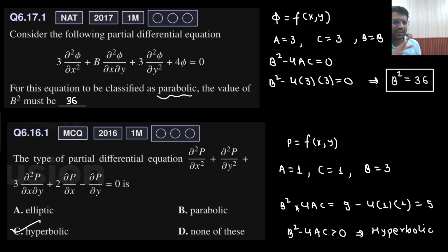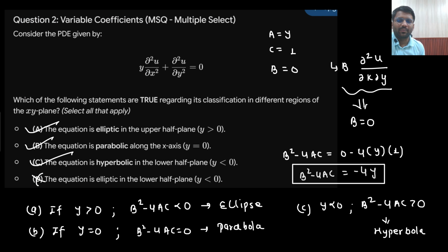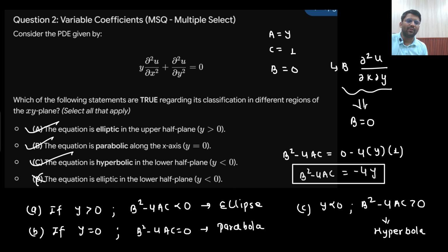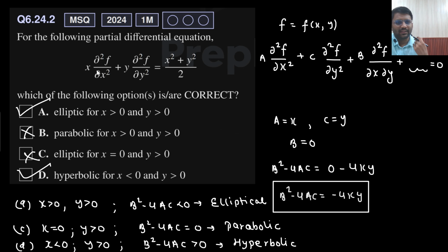So it will be hyperbolic. Understandable? So straightforward things, very simple questions. Simply you need to care about b square minus 4ac. If you remember this concept, then you will be able to solve the questions. 3 to 4 questions have been asked on this particular topic. I don't know why it is their favorite topic.